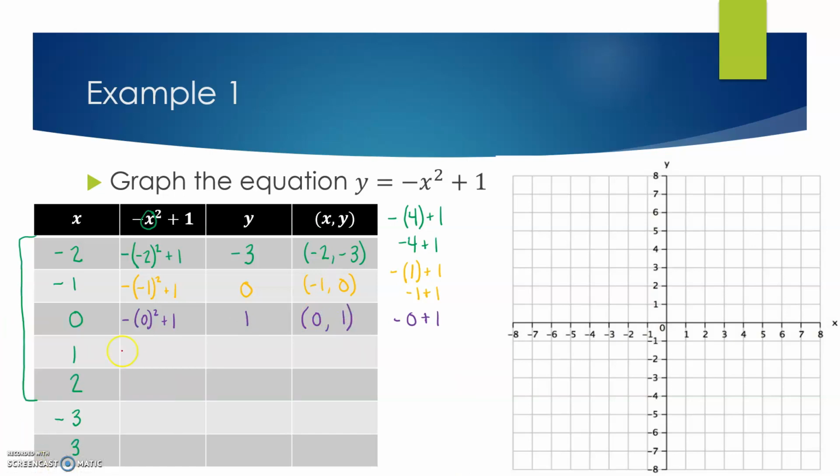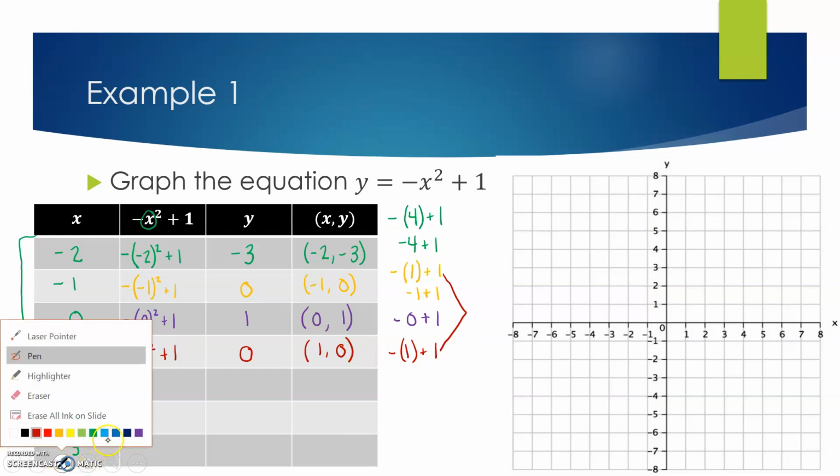All right, plugging in 1. I'm going to have negative and then 1 squared plus 1. Well, 1 squared is 1, so I'm going to have negative 1 plus 1. And now it looks the same as when we plugged in negative 1 after we squared that, the negative 1 and the positive 1. And so I'm going to get 0 again. That's a little odd. So we're going to get 1, 0.